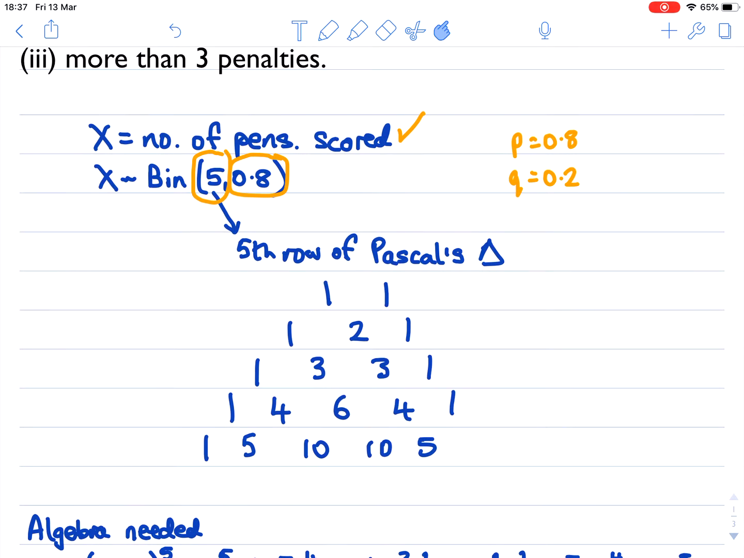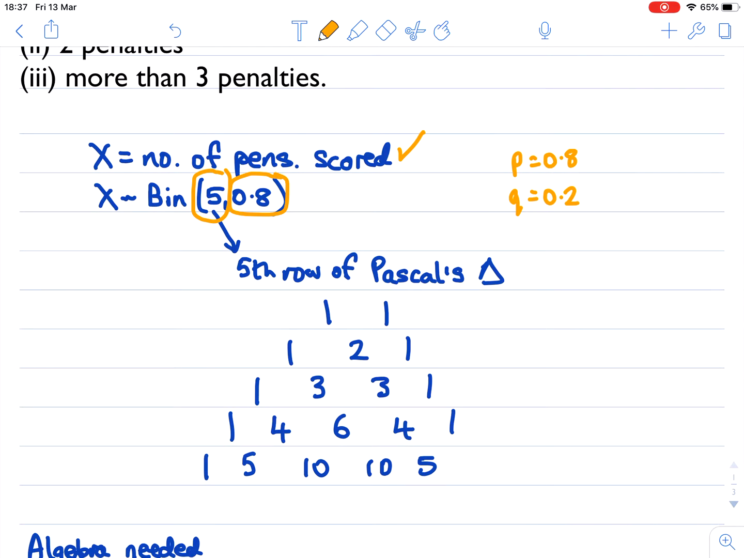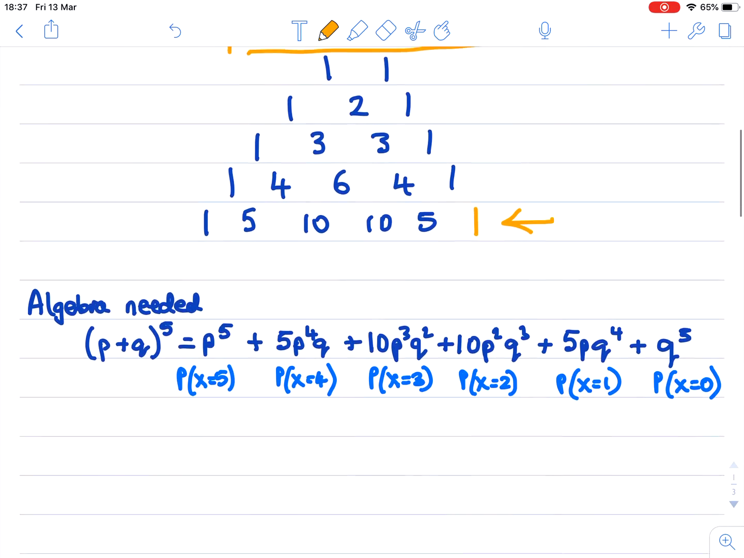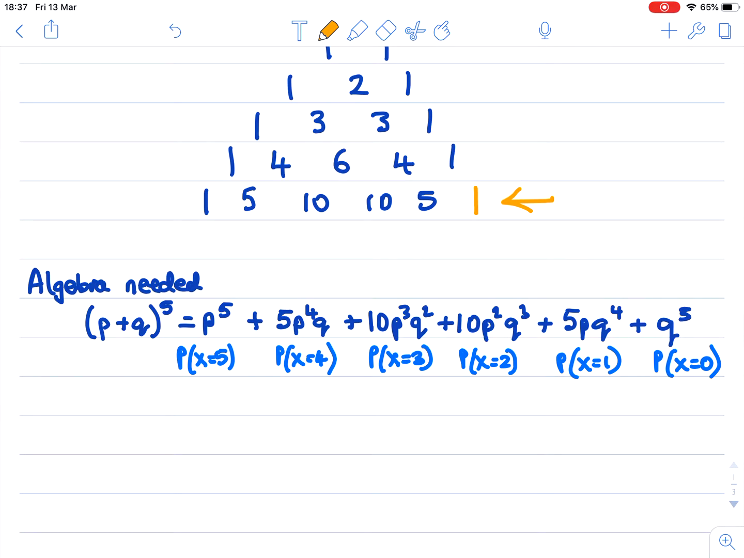So starting off here, because n is 5, that means we're going to use the fifth row of Pascal's triangle. So we need to write out Pascal's triangle until we get to the fifth row. So there we are at the fifth row, and that's what we're going to use. So then the algebra we use is (p + q) to the power of 5.